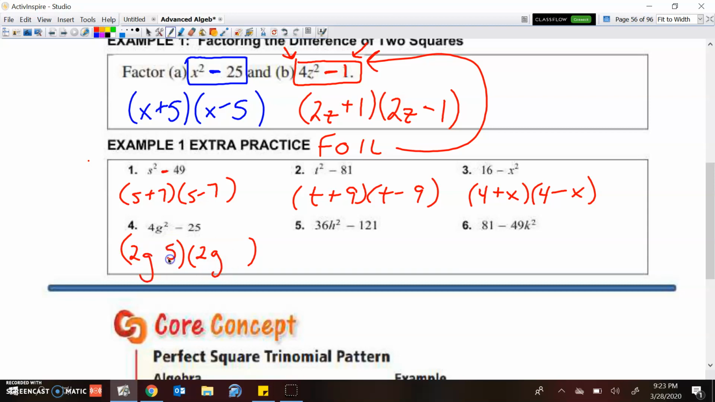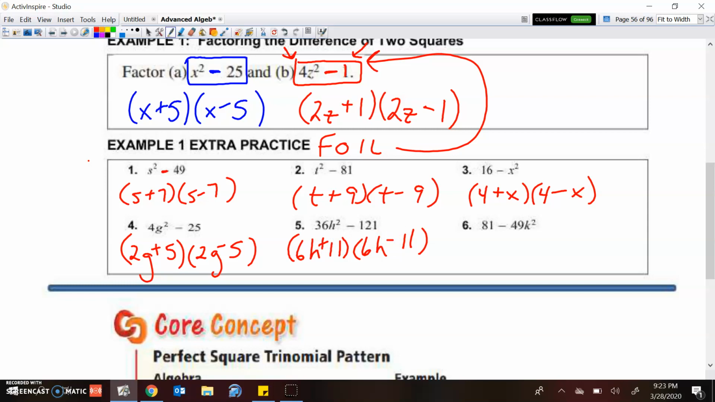Square root of 25 is 5 and 5. Plus, minus, and you're done. This one, the square root of 36h squared is 6h. So that goes first. Square root of 121 is 11. And I put a plus and a minus, and I'm finished.